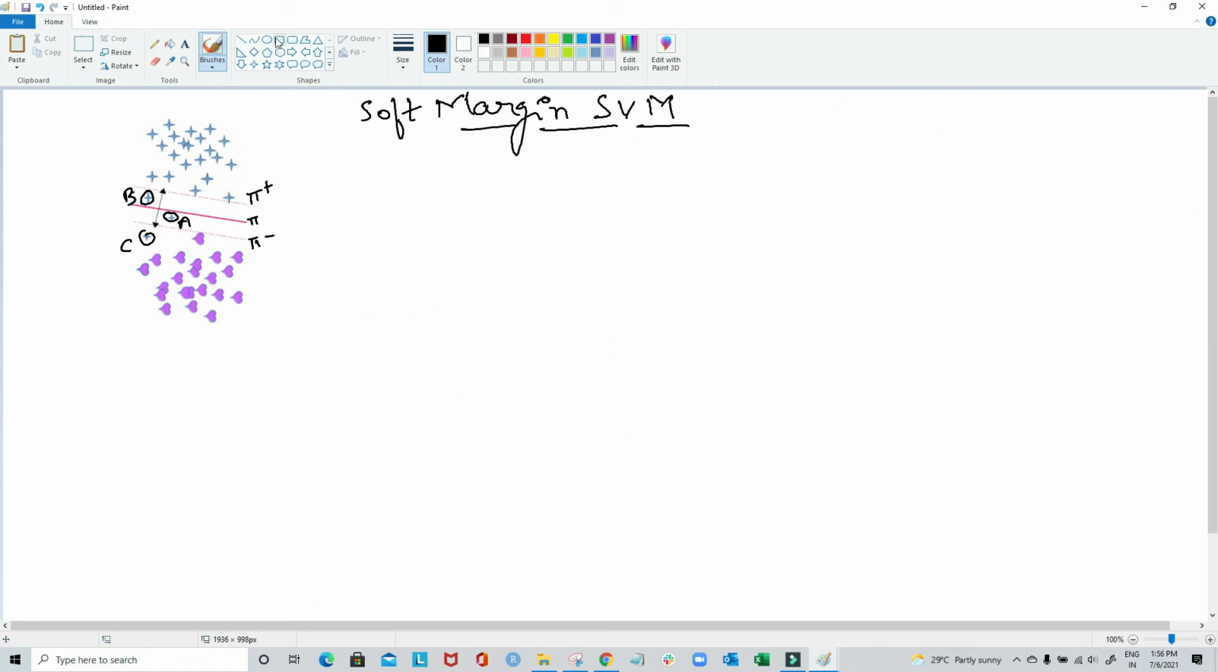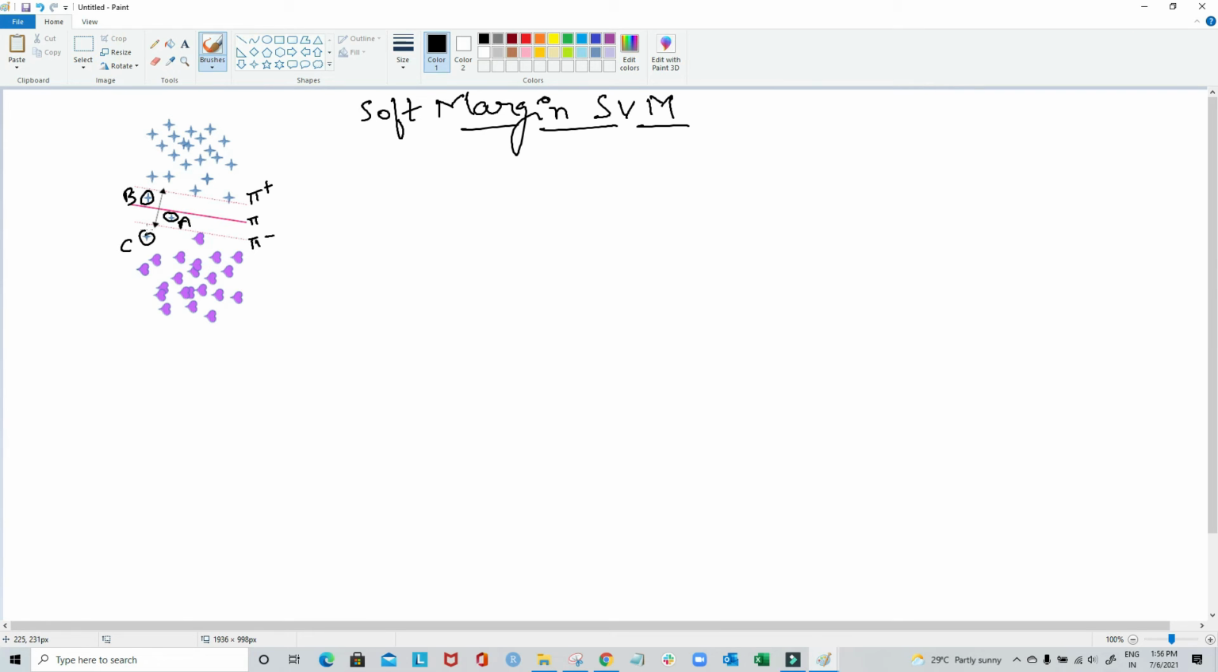Here, a couple of points are within the margin and one is on the negative side. Now it is difficult to linearly separate these data points. So we can say that there's some error present in this case. Now how to measure that?